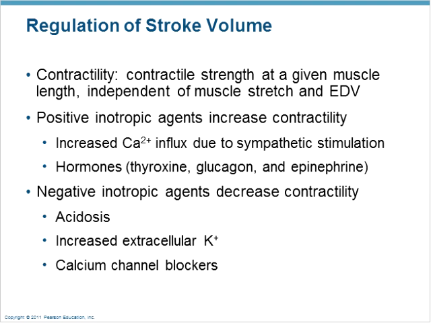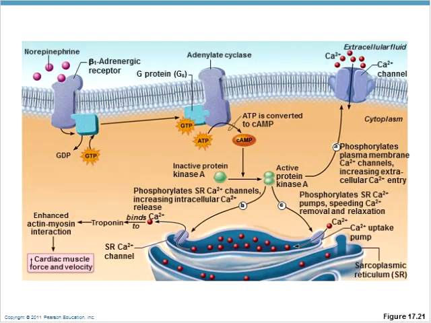Contractility is the contractile strength at a given muscle length, independent of the muscle stretch at EDV. Positive inotropic agents increase contractility. If you increase calcium influx due to sympathetic stimulation, hormones, thyroxine, glucagon, and epinephrine all make that happen better. Negative inotropic agents decrease contractility, and that includes acidosis, increased extracellular potassium, and calcium channel blockers, which are used sometimes to decrease blood pressure and to manage the heart. So those are just ways to look at that.